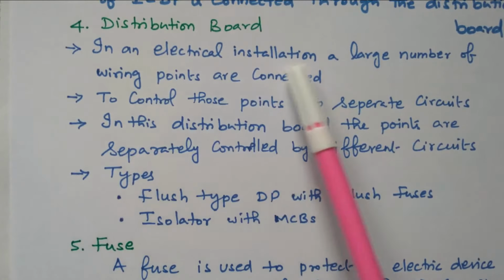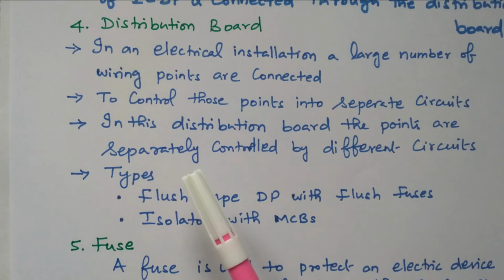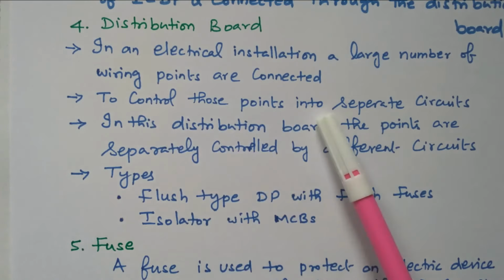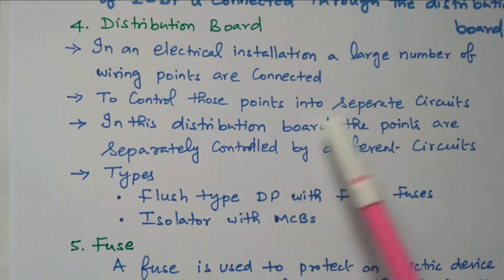In an electrical installation, a large number of wiring points are connected. Suppose we want to electrify one house or one apartment, there are n number of installations, n number of wirings available. Going to the kitchen, bedroom 1, bedroom 2, main hall, veranda, like that. In order to control these points in separate circuits, the distribution box will distribute the cable to the veranda or bedroom separately.